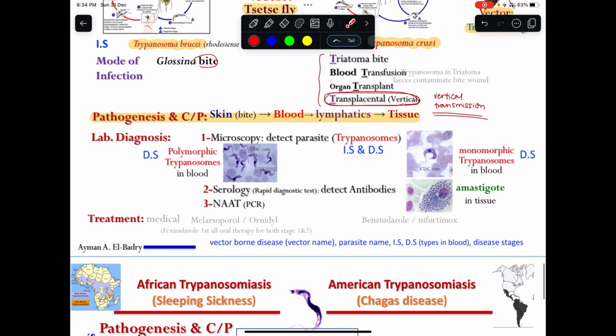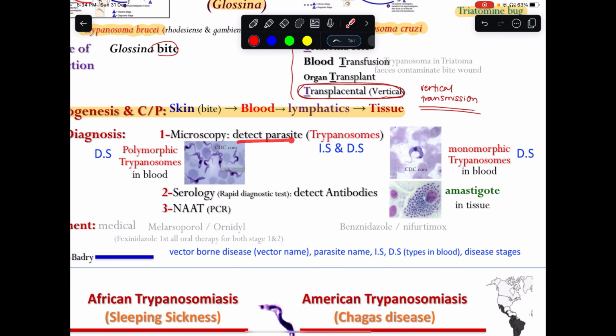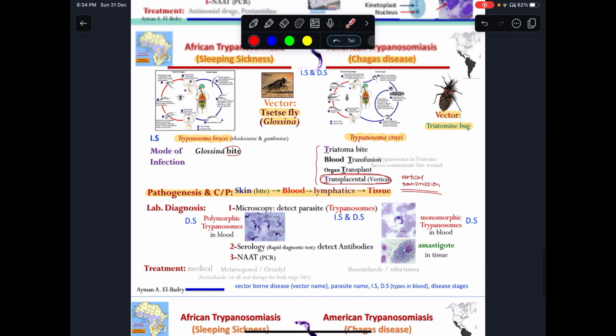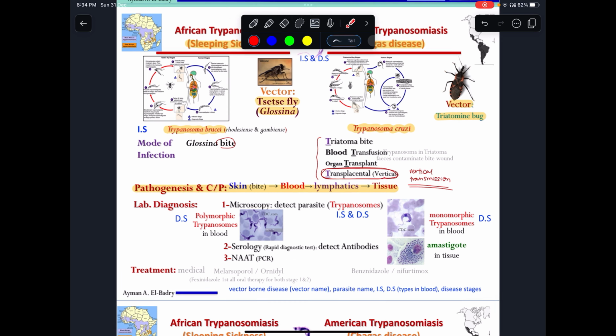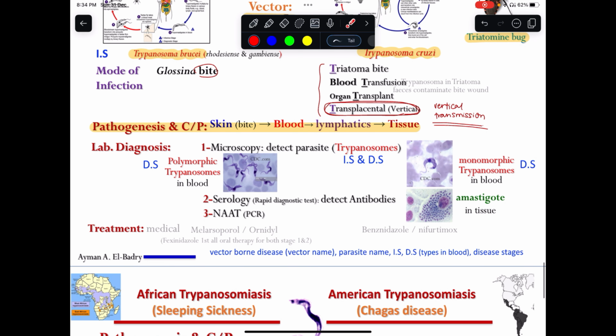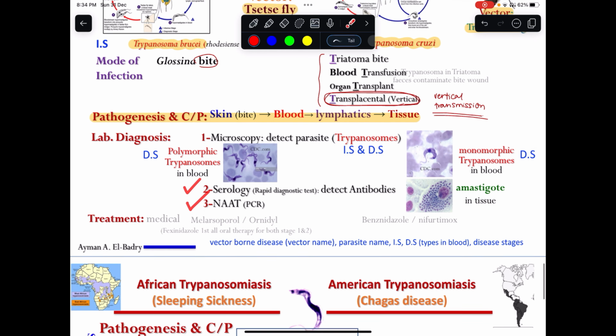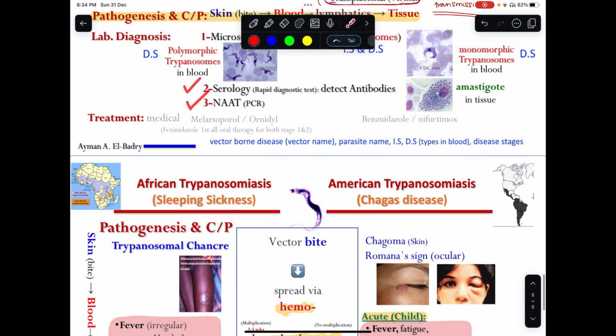For lab diagnosis, with microscopy, we're going to detect the parasites in the blood film, if you remember. Polymorphic trypanosomes for the African and monomorphic for the American. The American is usually smaller, monomorphic, and in Africa they are a bit bigger, polymorphic. And also you can do serology and PCR, same as serology, that's antibodies.